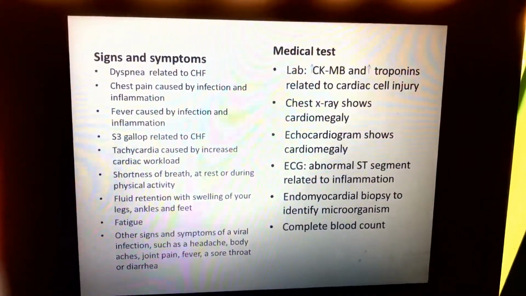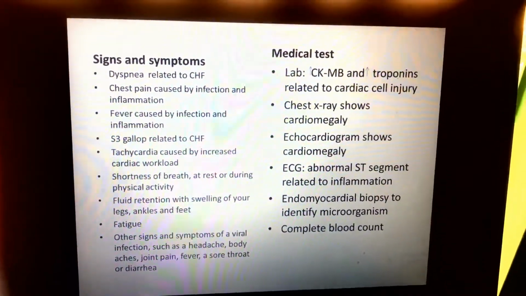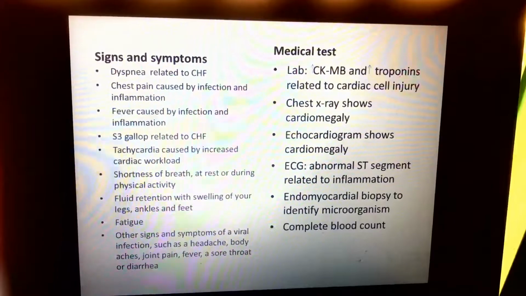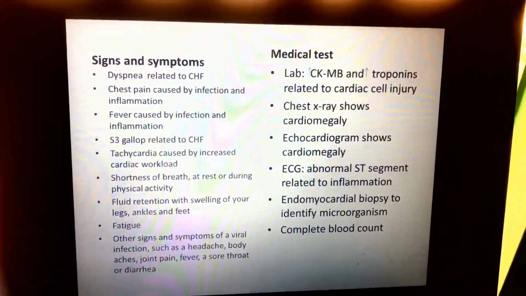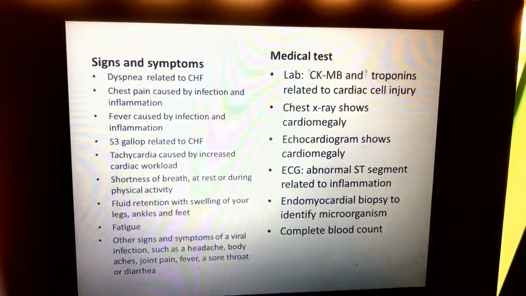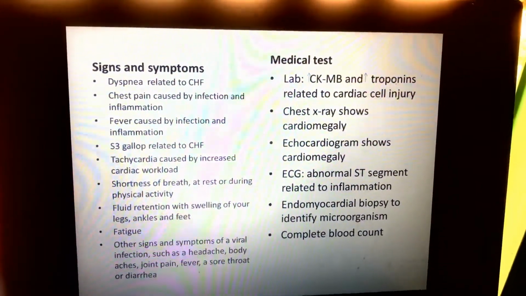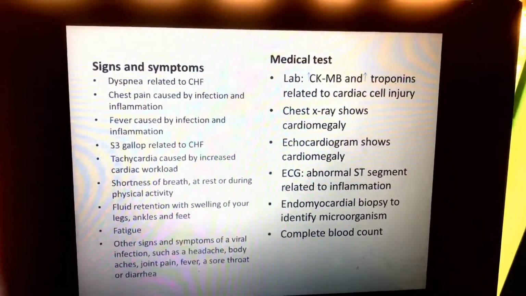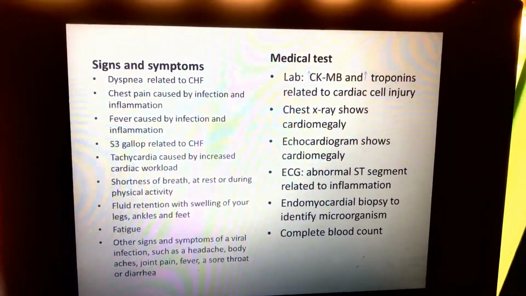You can even experience chest pain caused by infection and inflammation. We can also have a fever caused by infection and inflammation. You can hear the S3 gallop related to chronic heart failure. The gallop S3: we know we have two normal sounds, S1 and S2. S3 and S4 are abnormal sounds.